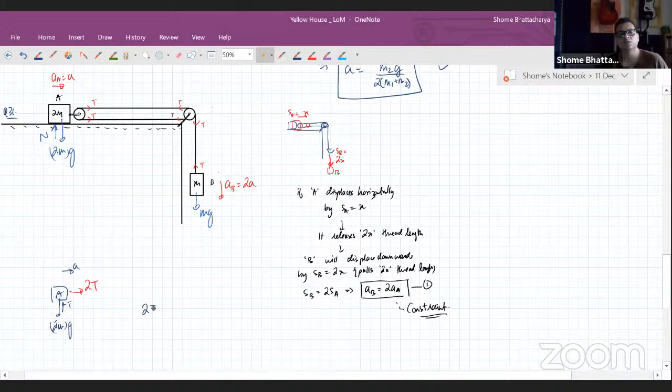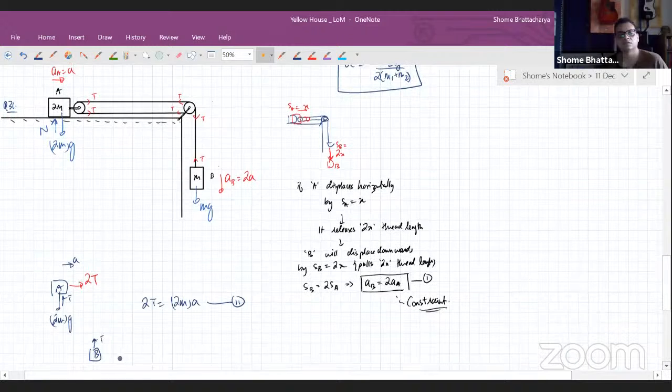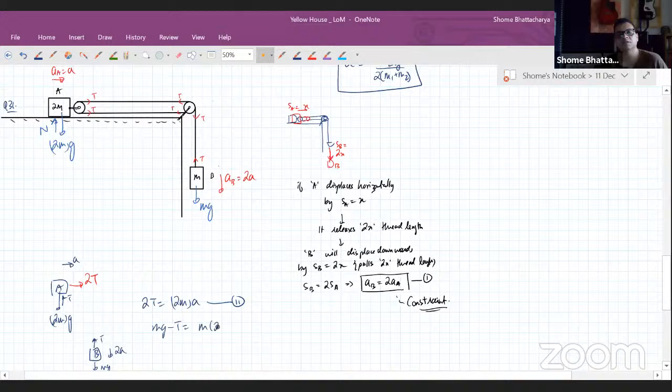So we'll have the equation 2T is equal to its mass 2m into a. So that's our second equation. And for the block B, of course, it's very simple. We just have tension and weight and downward acceleration of 2a. So mg minus T is mass multiplied by its acceleration, which is 2a. So that's our third equation.